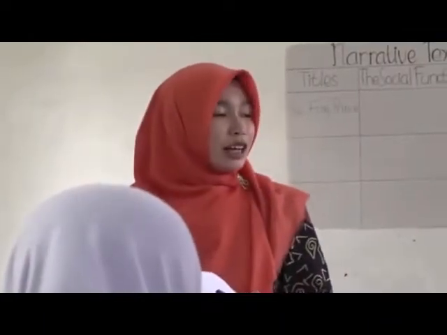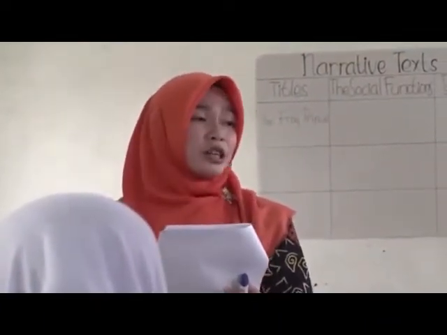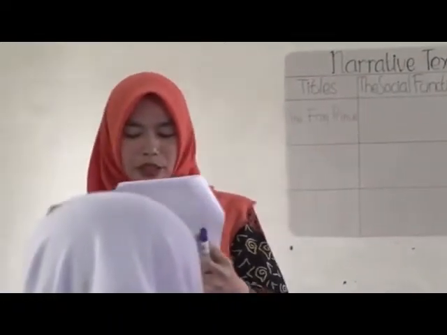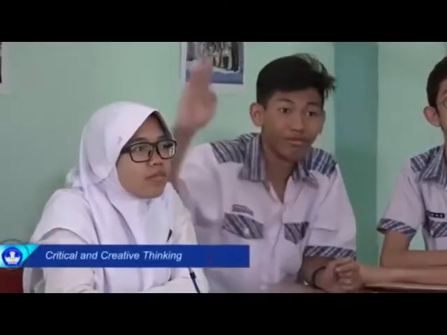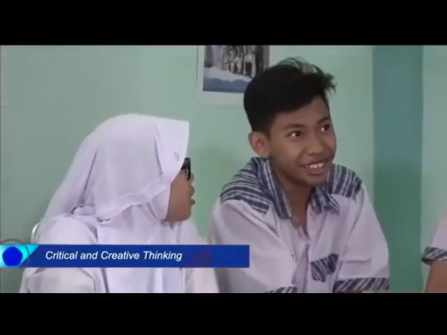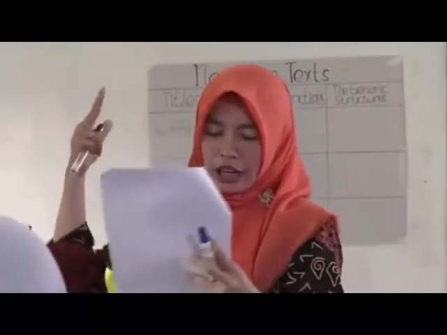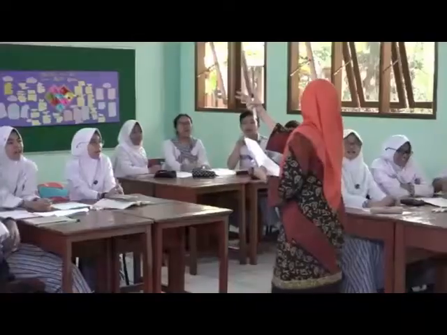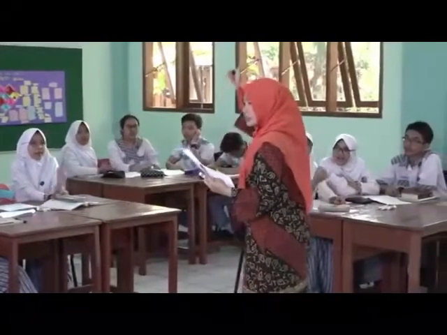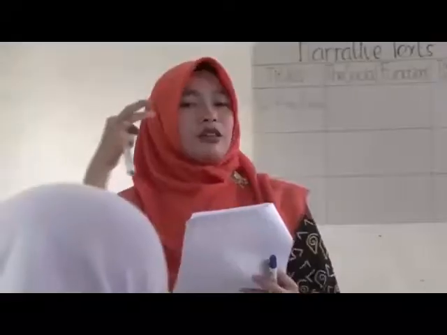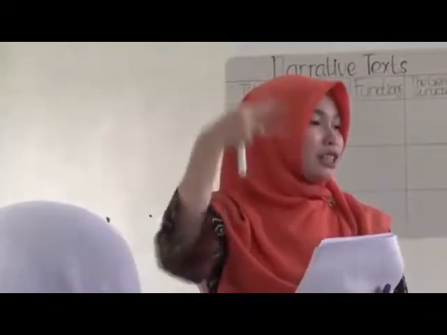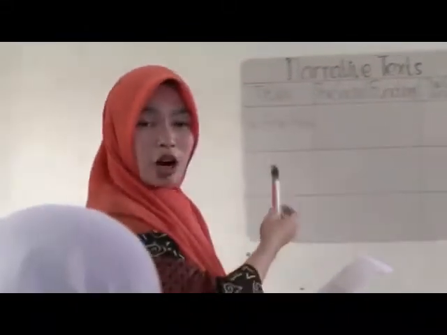Well, now let's conclude the generic structure of this story. Okay, so what is the generic structures of the story? Yes, Faiz? Orientation, complication, and resolution. And resolution. Okay, do you agree with Faiz's answer? Yes. Okay, what is it? Orientation, complication, and resolution. Okay, so there are three generic structures. Okay, Engel, can you please write down the generic structure of this story?